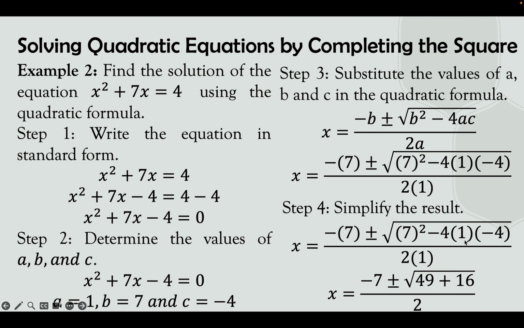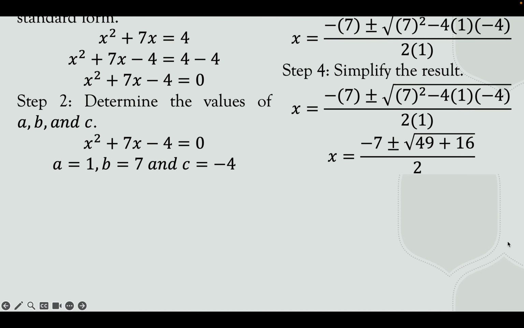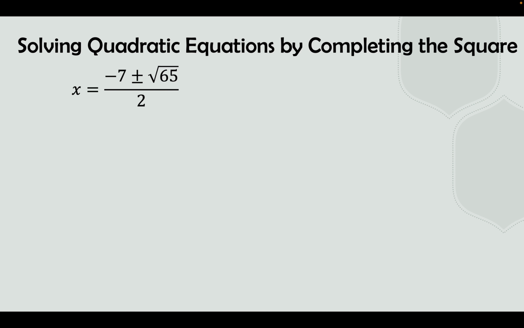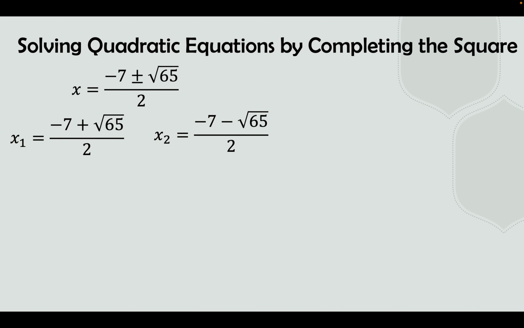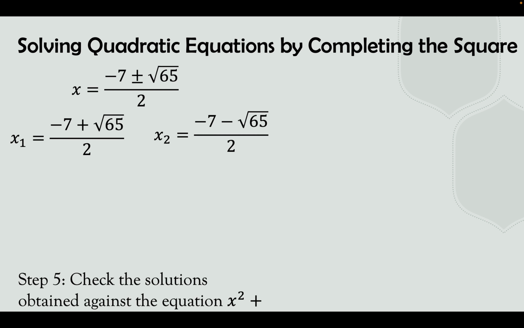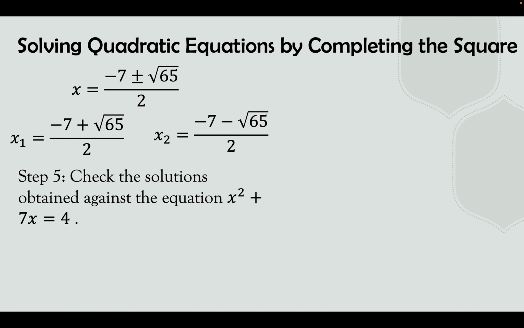Negative 4 times positive 1 times negative 4 is positive 16 over 2. So we have negative 7 positive and negative square root of 65 over 2. So our x sub 1 is negative 7 plus square root of 65 over 2, and our x sub 2 is negative 7 minus square root of 65 over 2. So let's check if the solutions against the equation are correct.